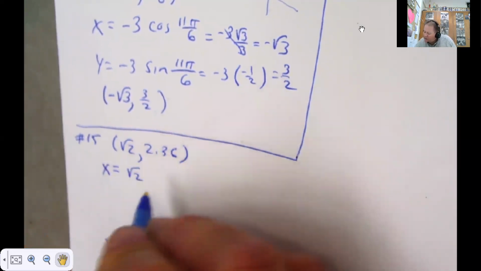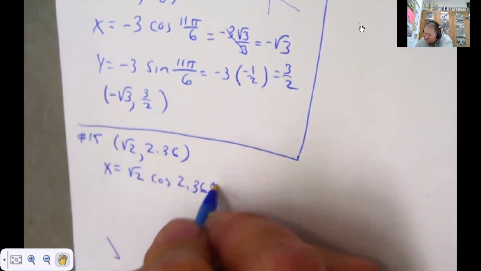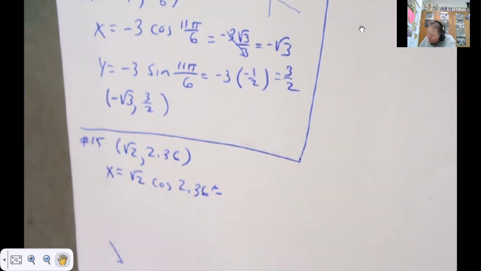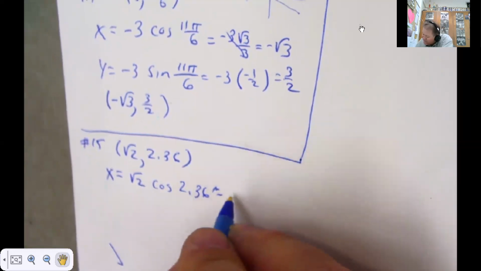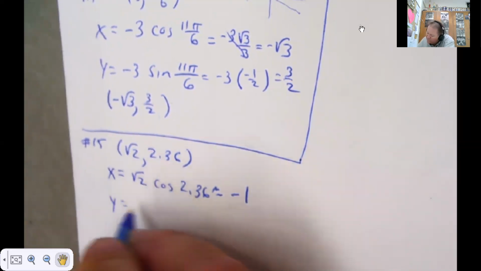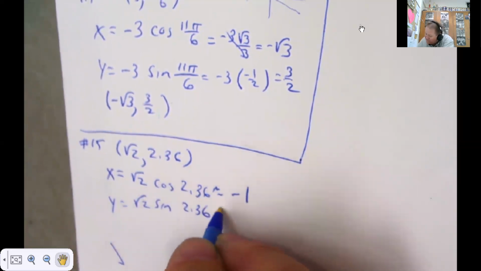X equals r times the cosine of 2.36 radians. Let's just get that one first. That is the square root of 2 times the cosine of 2.36 radians, making sure you're in radian mode. And it's almost exactly -1.0037. And this is going to be y equals the square root of 2 times the sine of 2.36 radians.